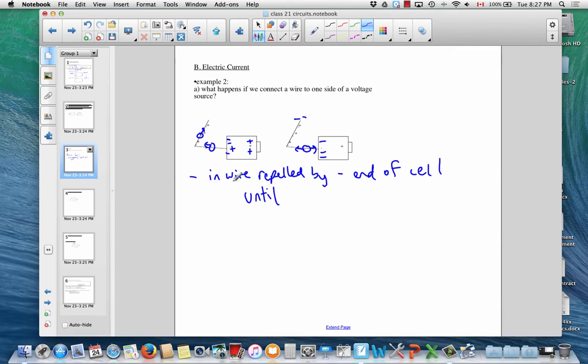So I should say the negatives in the wire are repelled by the end of the cell, and they flow momentarily, but only momentarily, on the order of nanoseconds, and then the flow will cease altogether.